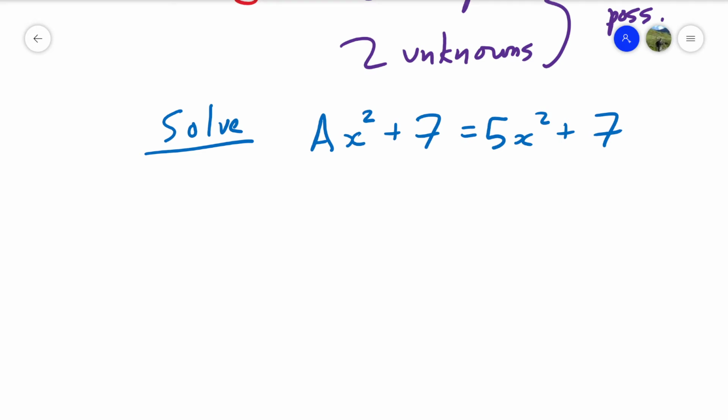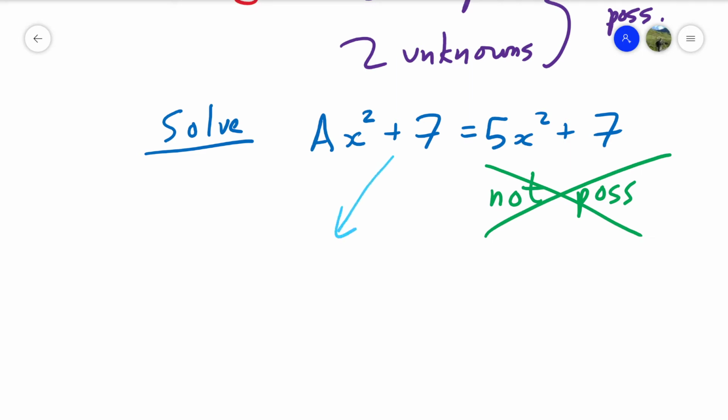Okay, here we go. Have a go at this in your own time. Welcome back. Did you say not possible? That would be wrong. In fact, it is possible. Ish. We can use by inspection.